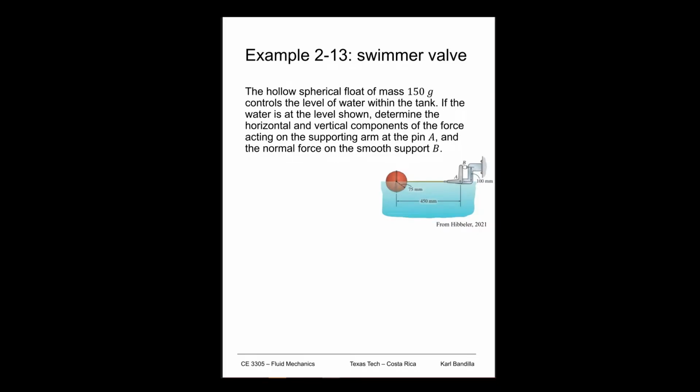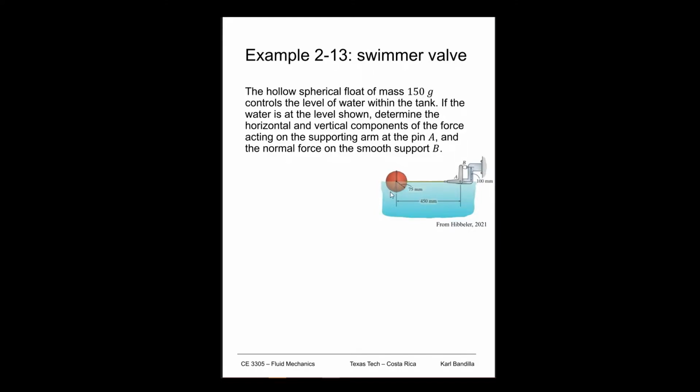This is example 2-13, a swimmer valve, where we have this little ball that's connected to an arm, and the level of the water is controlled by this little ball. As the water goes up, it's going to push harder on B, and maybe that opens a valve. Once it goes down, there's no more force on B, so maybe that closes the valve. So that's how this will work.